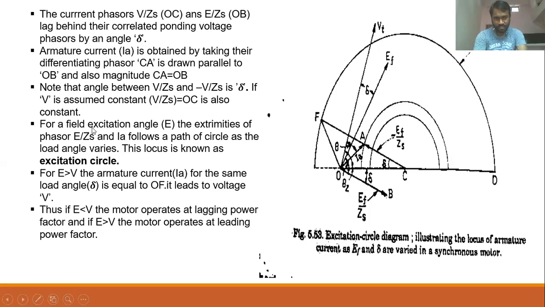When V is assumed to be constant, for a constant field excitation, when the extremities of the phasors E by ZS and IA follow the path of a circle, the load angle varies. This is known as excitation circles. So let me try to explain in short here.